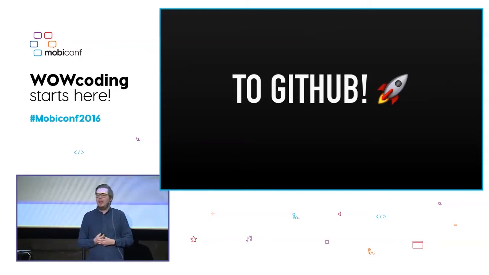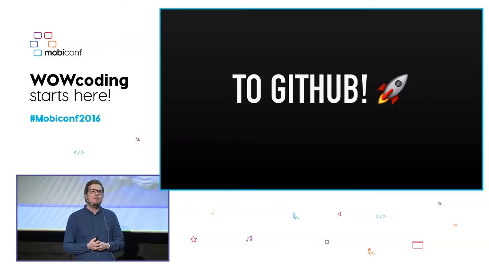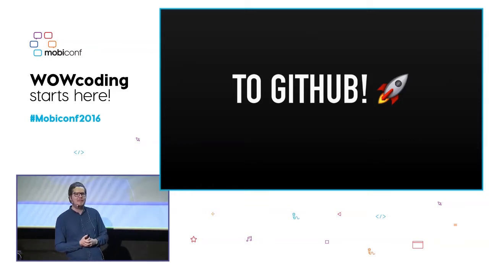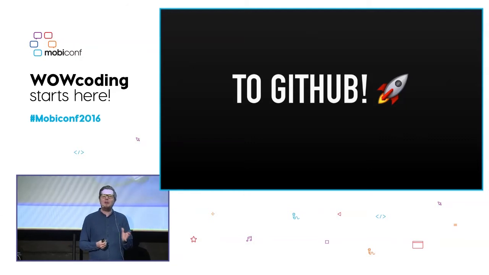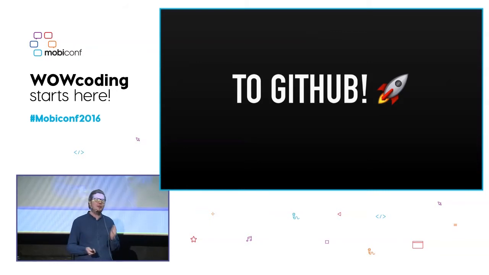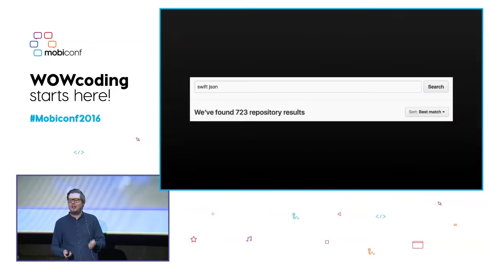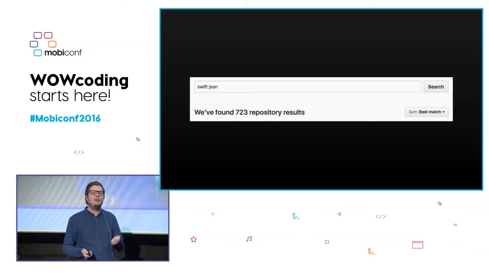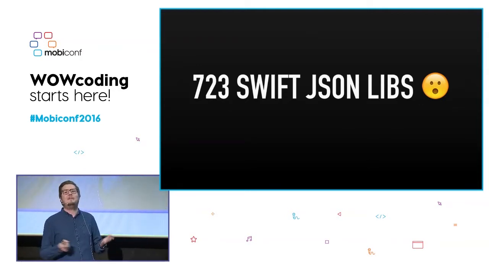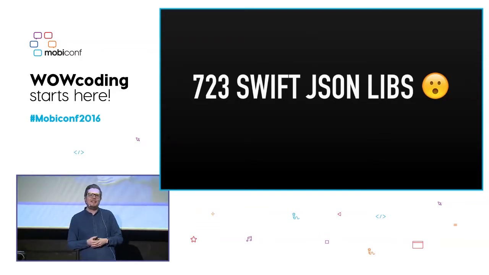So I went to GitHub and I searched for a good JSON library in Swift. I don't know if you have done this, but it turns out that there are quite a few of them. This is something that a lot of people have attempted to solve. In fact, earlier this week, I made a search for Swift JSON on GitHub, and I found 723 repositories. That is pretty crazy. That is 723 unique Swift JSON libraries that all do different things.